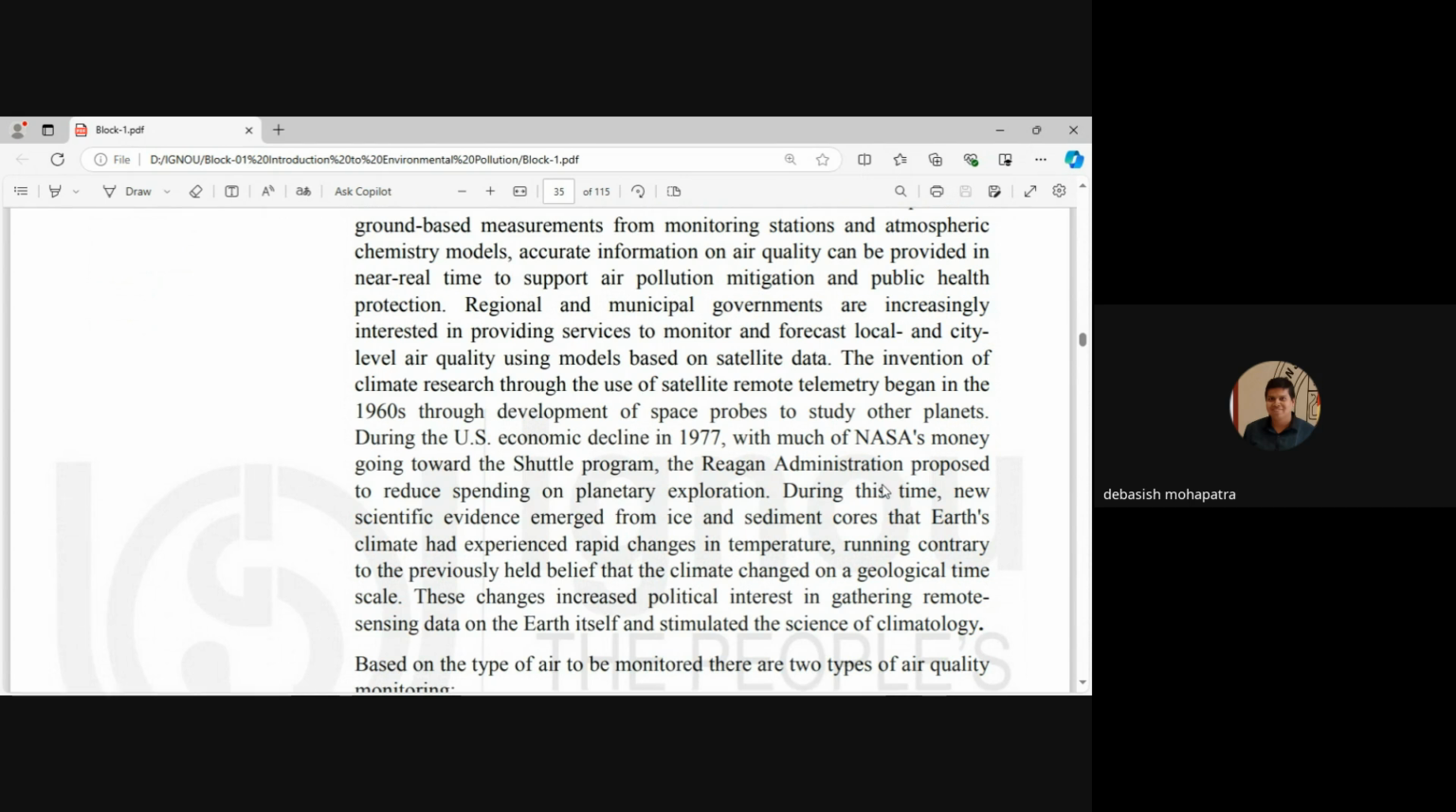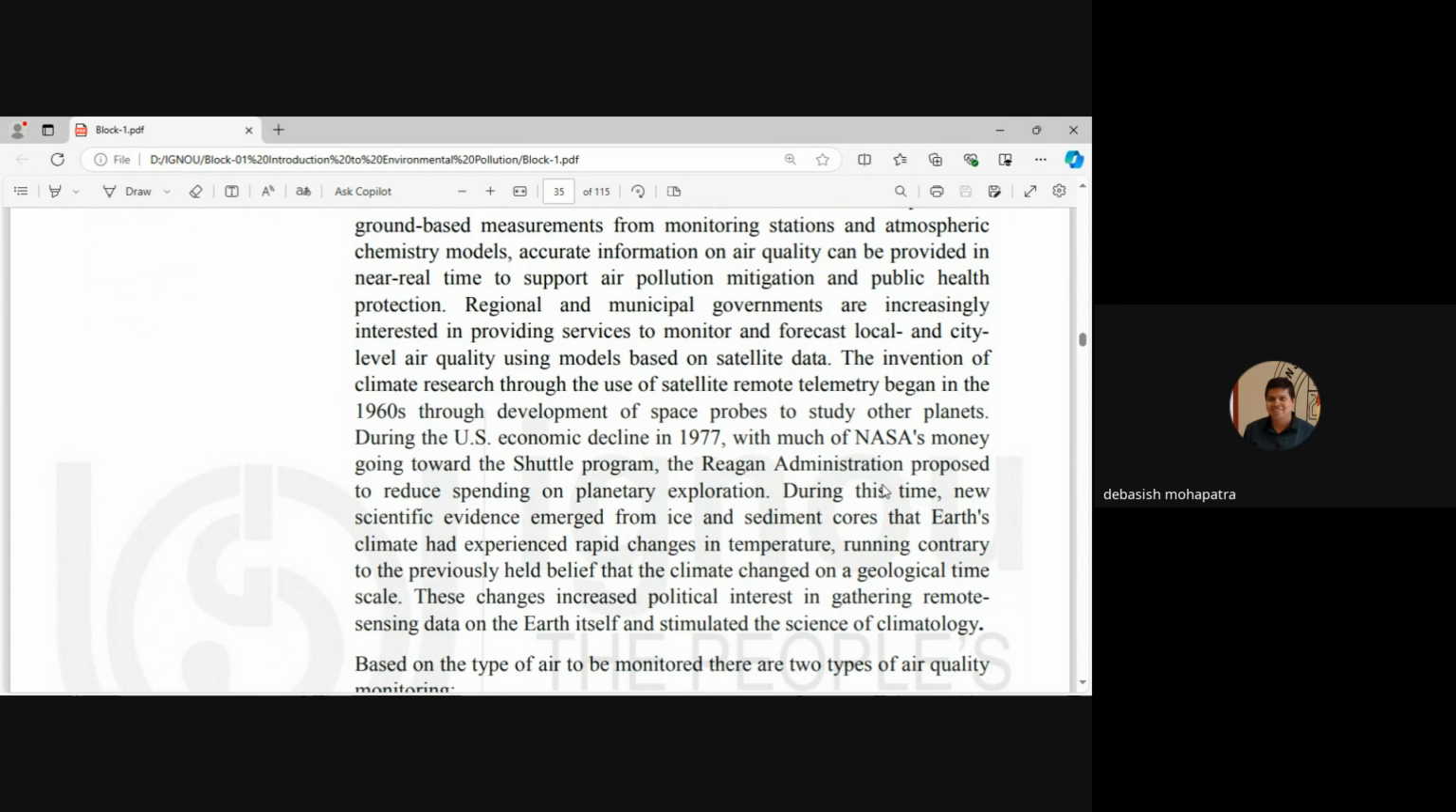During this time, new scientific evidence emerged from ice and sediment cores that Earth's climate had experienced rapid changes in temperature, running contrary to the previously held belief that the climate changed on a geological timescale. These changes increased political interest in gathering remote sensing data on Earth itself and stimulating the science of climatology.